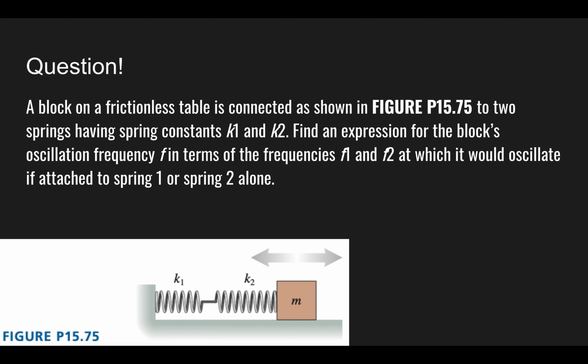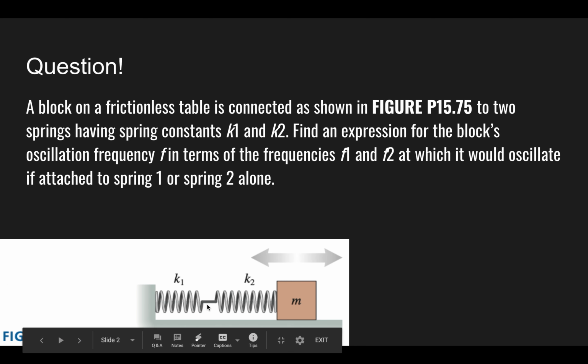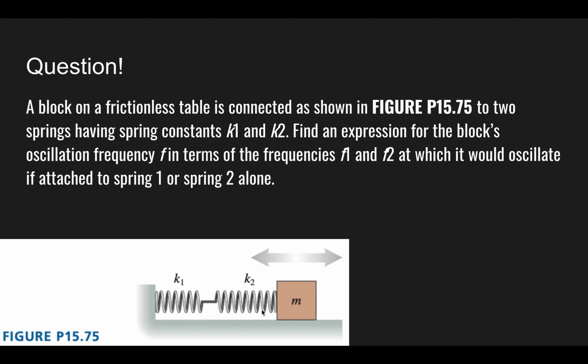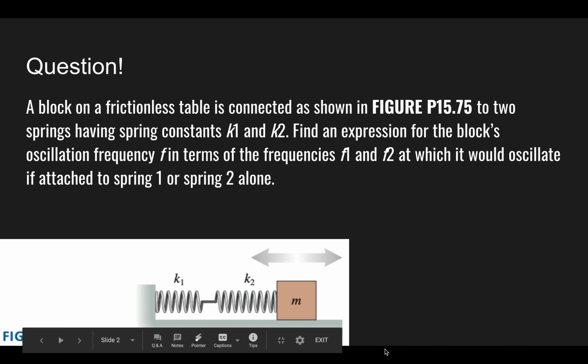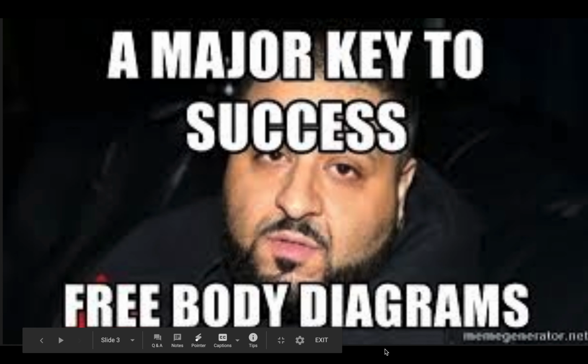So basically what it's asking us to do is make this diagram as if it was just one spring but having two spring constants. So we're going to put both of the spring constants together and act as if it's one spring and then figure out the equation for the frequency. To start off, we need to do a free body diagram. So let's get right into it.